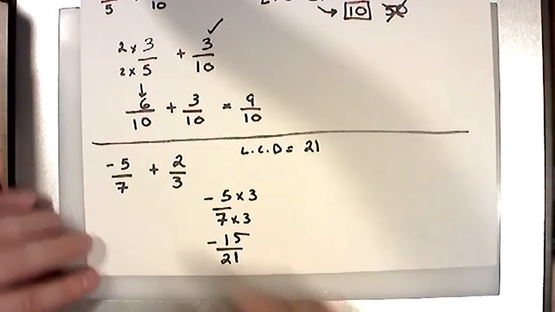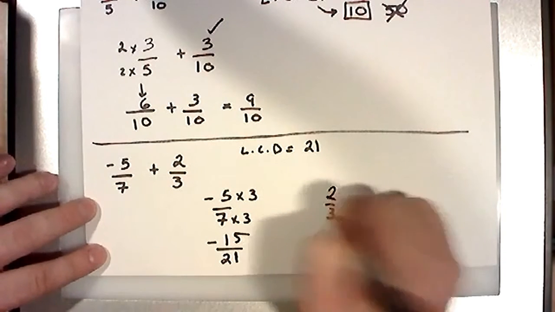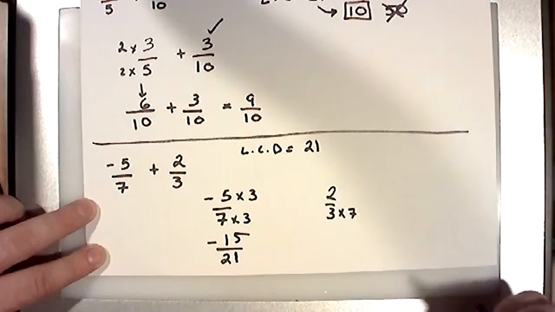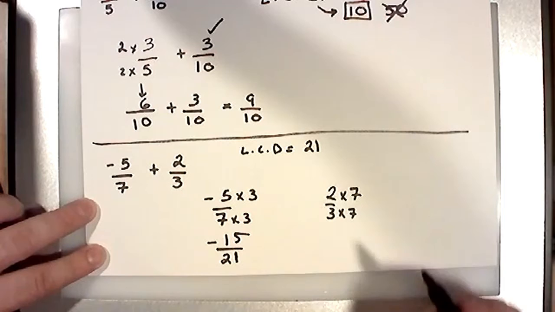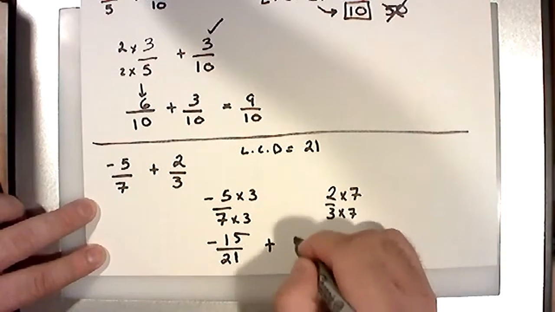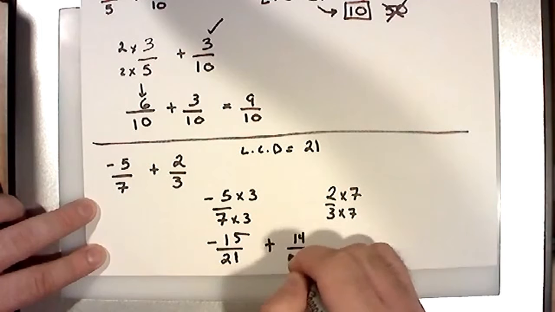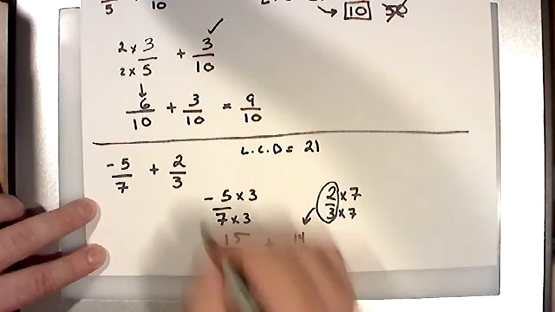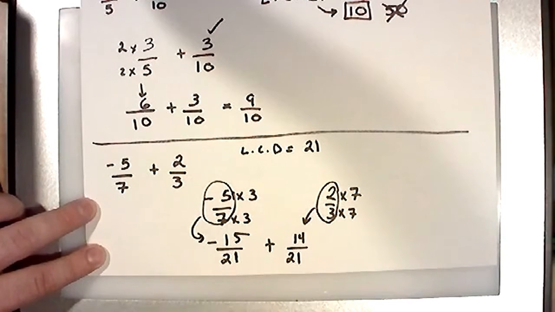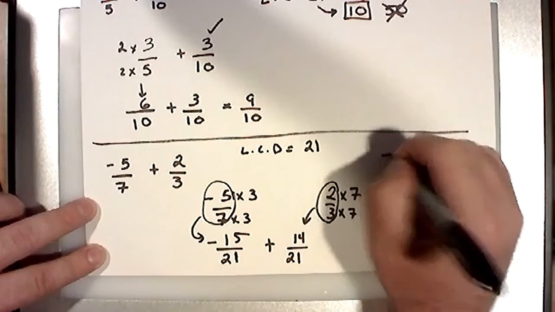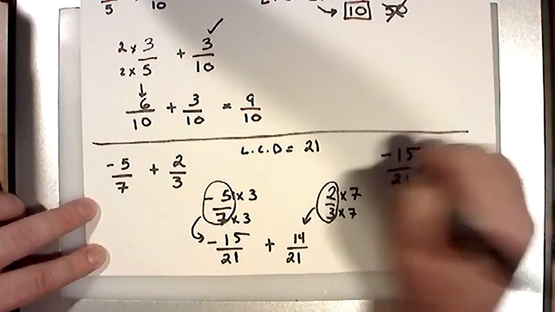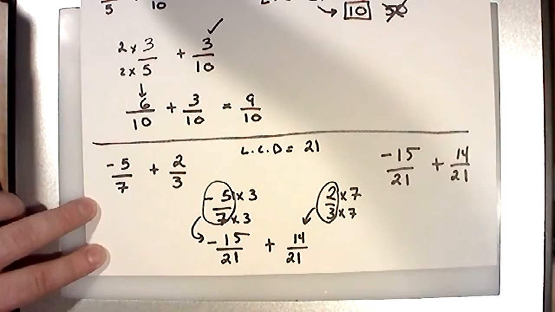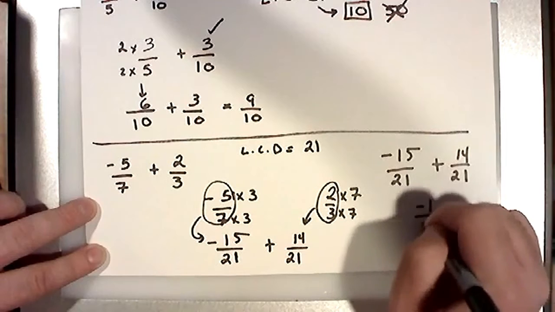Okay, now the 2/3. We want this to have a denominator of 21 as well. So I'm going to multiply the denominator by 7 to make 21. What you do to the bottom, you do to the top. This was positive. 2 times 7 is 14, and 3 times 7 is 21. So now, hopefully you see the 2/3 turned into 14 over 21. The negative 5 over 7 turned into negative 15 over 21. We have negative 15 over 21 plus 14 over 21. Combine these together, just the tops, remember. You're going to get negative 1 over 21.